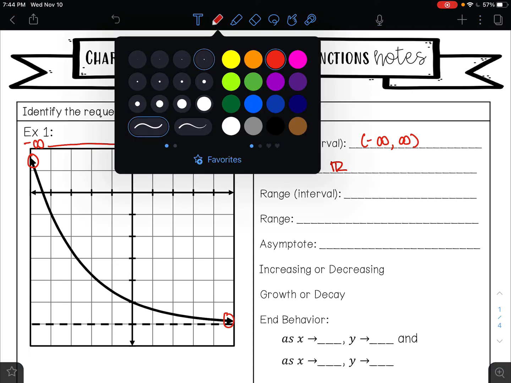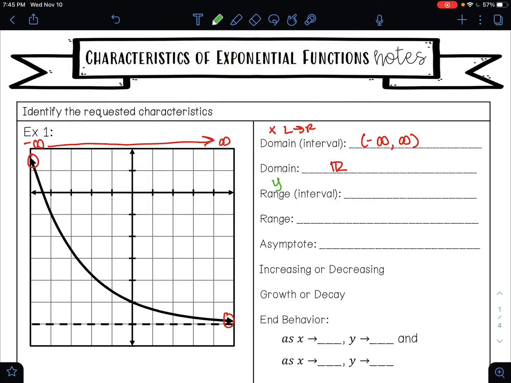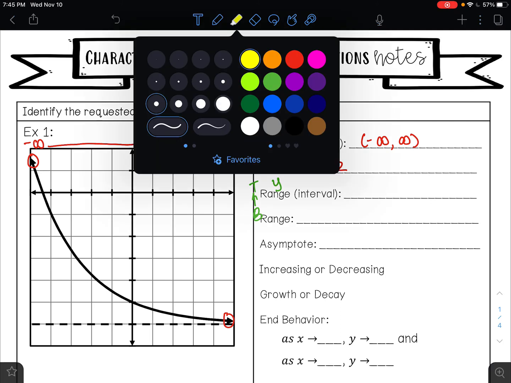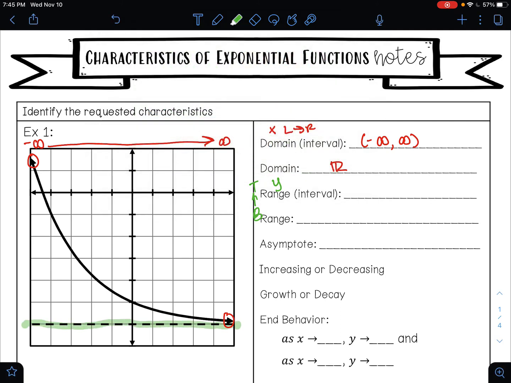Your range are your y values from the bottom of your graph to the top of your graph. The bottom of my graph is my asymptote. That is this line right here. My asymptote is where y is, well, let's see, -1, -2, -3, -4, -5, -6. So this is where y equals -6. The top part of my graph is going up forever, so that's going to infinity. So my range from the bottom of my graph to the top of my graph is from -6 to infinity.